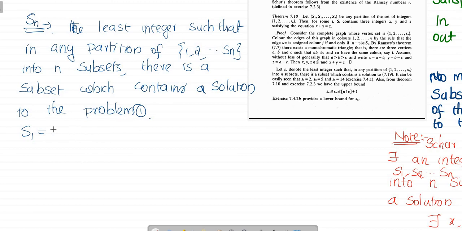To evaluate S1, consider the set 1, 2. Considering 1, 2, for S1 the number of partitions is 1, since it is a partition into n subsets. So there is only 1 subset, which is the set 1, 2 itself. In the set 1, 2, can we take x and y such that their sum is there? Can you find at least one x, y, z such that x plus y is equal to z? Yes, here 1 plus 1 is equal to 2. So you can find 1, 1, 2 such that 1 plus 1 is equal to 2. It is fine if elements are repeated. We only need the sum to be in the set. Even if it is repeated, there is no problem.